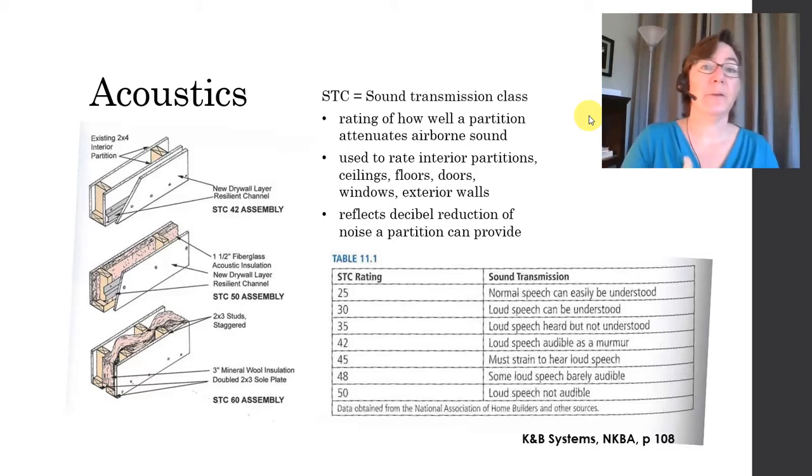It's used to rate interior partitions, which is what we're talking about right this minute, but also ceilings and floors, doors and windows, and exterior walls. The STC reflects the reduction of noise that any particular partition can provide. So a higher STC gives you more noise reduction. Okay, it's better, it's quieter.